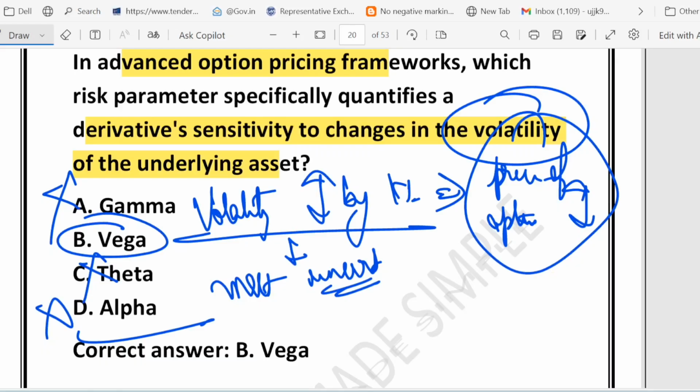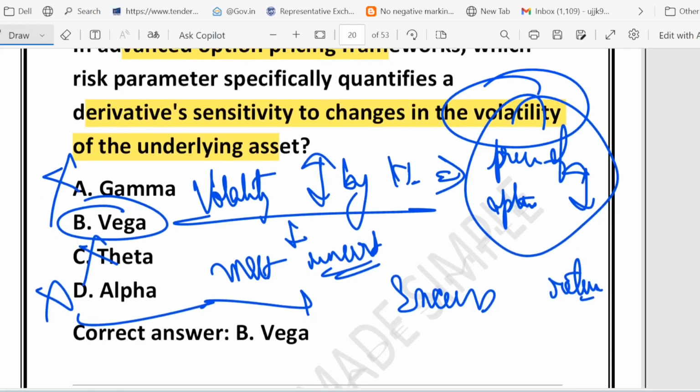So see what I am doing here. I'm not just telling you the correct answer and moving away. No, I am explaining each and every option so that you have conceptual clarity. Suppose in the upcoming examination they ask you about alpha, you must be able to answer. In simple words, alpha is the excess return compared to the market benchmark, and it is mostly used in portfolio performance. So alpha is how much better you did than the market. It is not about volatility or sensitivity.